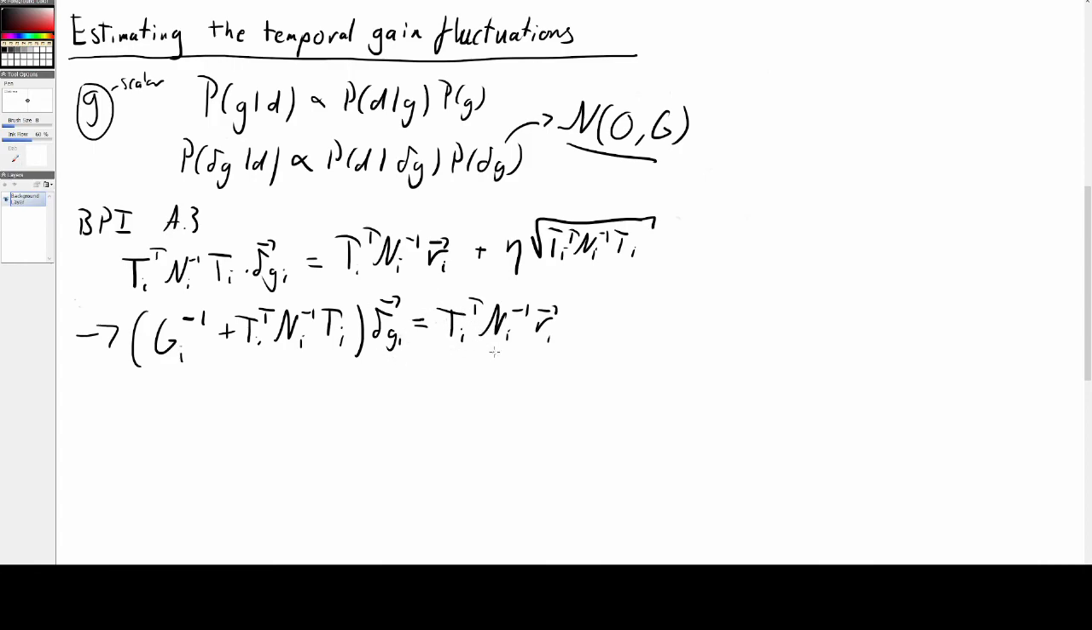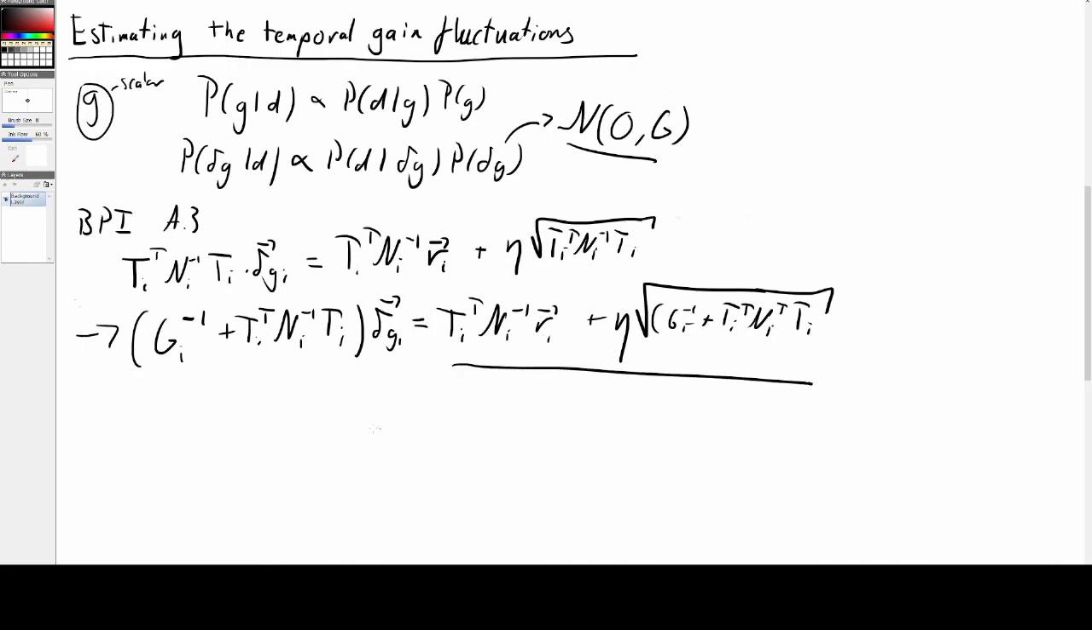So the mode will be what we call Wiener filtered, which is that in areas where we have a high signal to noise, the data will be able to determine most of the solution, whereas in low signal to noise areas, this covariance matrix will dominate and affect the solution of delta G. And then we have a fluctuation term, which will be exactly the same as this on the left-hand side. And that's it.